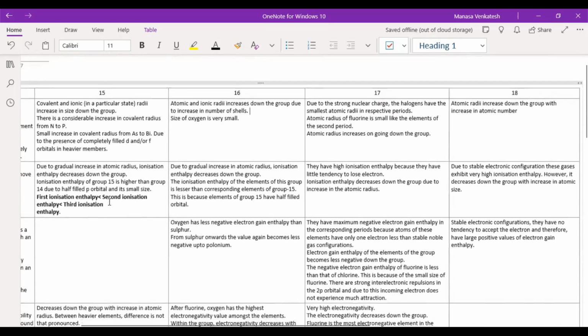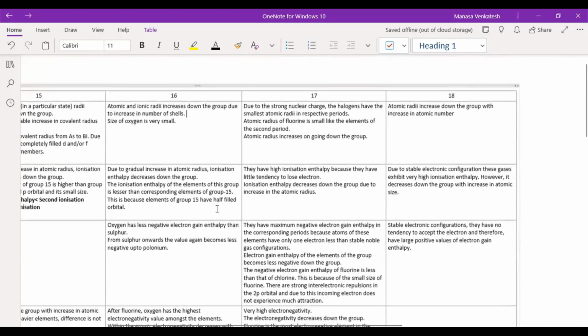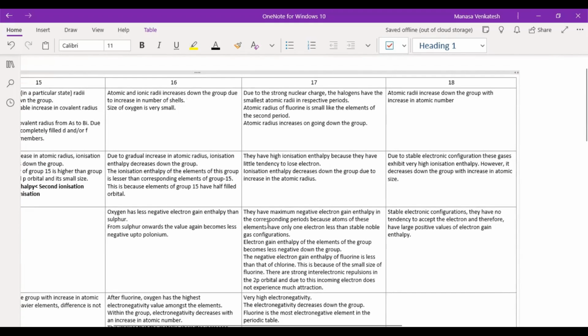So let's start with group 16. So oxygen has a less negative electron gain enthalpy than sulfur. So the reason that this is the case is because oxygen has a very small size and it requires a little amount of energy more than sulfur for addition of an electron. If you remember, you would have learned about all of this in grade 11. So from sulfur onwards, the value obviously becomes less negative up to polonium because it requires a little more energy to add the electrons compared to sulfur. Next are halogens. They have the maximum negative electron gain enthalpy.